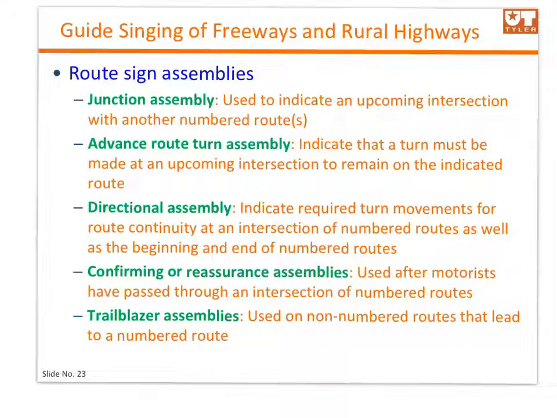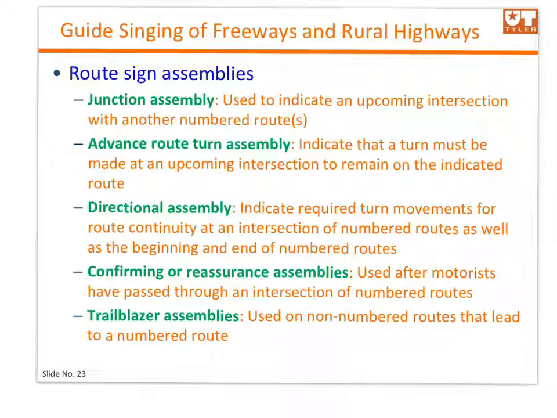While an advanced route turn assembly typically indicates that a turn must be made at an upcoming intersection in order to remain on the indicated route. So it's different. Junction just tells you that there's an upcoming intersection, and tells you what streets they are intersecting with the one that you're driving on. But for the advanced route turn assembly, in order to stay on the same route, you've got to take that turn, whether right or left, to stay on your designated route.